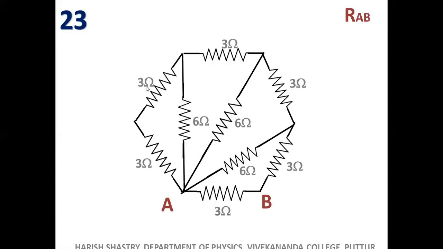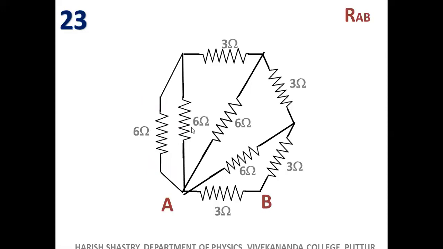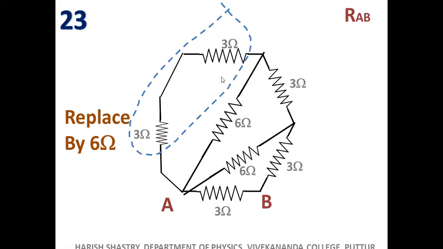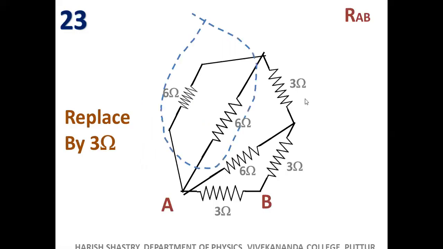So you should find the weakest link in the chain. And when the weakest link is broken, the chain is broken. This is the weakest link. So start it from here. 6 replaced parallel to 6. 6 parallel 6, 3. 3 is in series with the 3. 3, 3, 6 parallel with this 6. This 6, 3. 3, 3, 6, right?